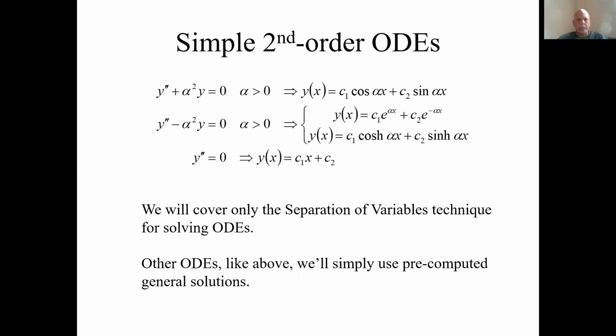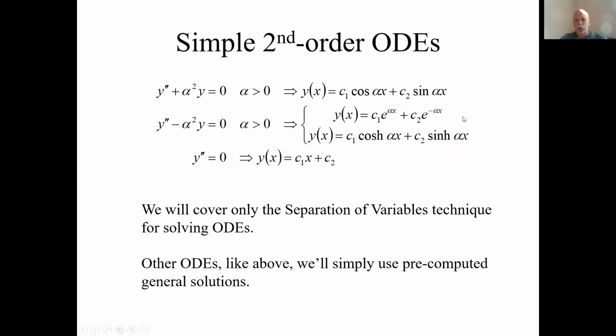One little remark on this middle one. There are two ways to express the solution. You can either use exponents, e to the alpha x, or hyperbolic trig. These are equivalent, although the arbitrary parameters would be different, but these are equivalent general solutions. And we're actually going to be using the hyperbolic trig version more often, this lower version.